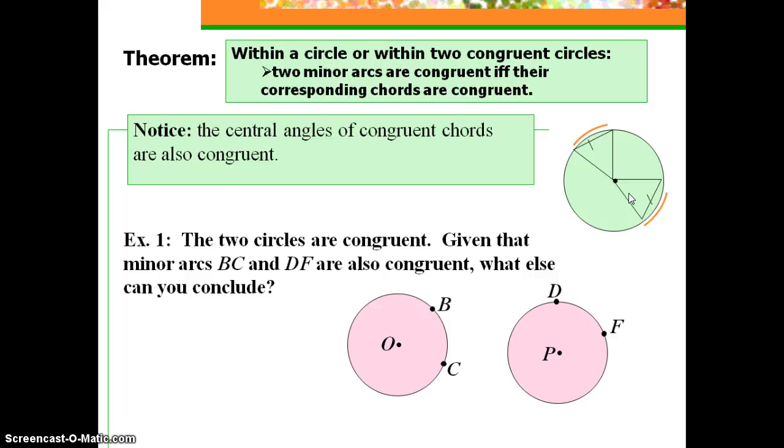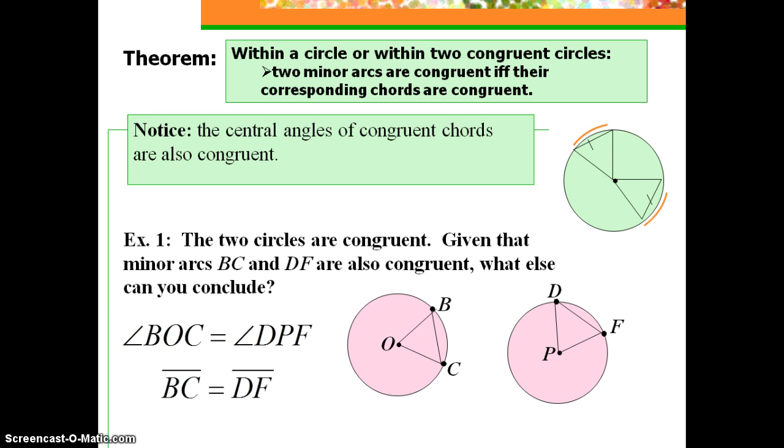Given that minor arcs BC and DF are also congruent, what else can you conclude? If we know that this arc and this arc are congruent, we also know that those angles are congruent. So angle BOC is going to be congruent to angle DPF. We also know that the chords are going to be congruent. So chord BC is going to be equal to chord DF.